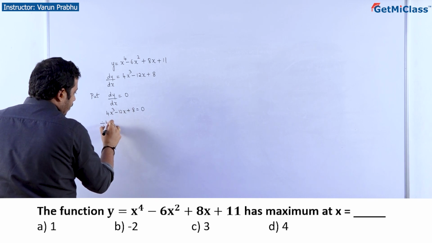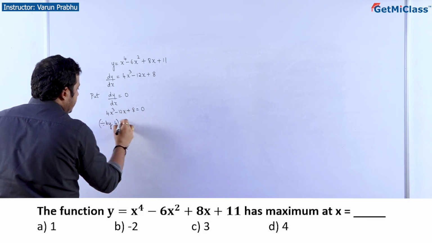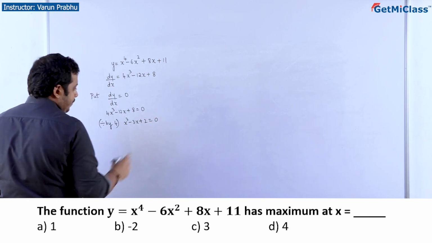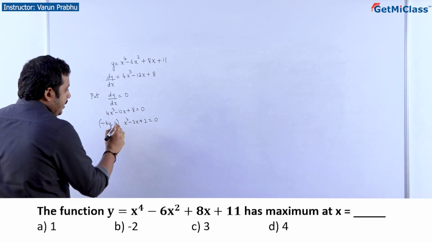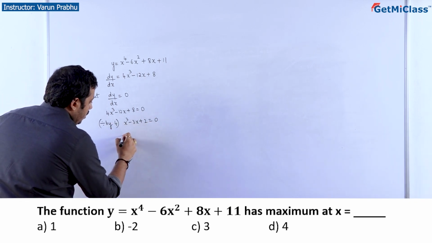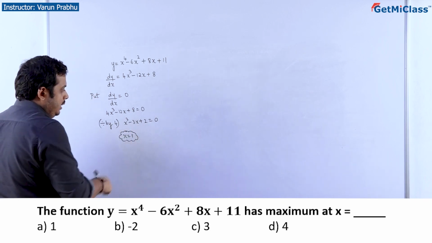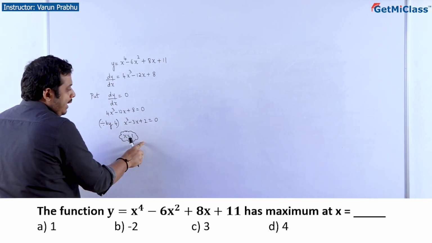Divide by 4. So what is the answer that we get? x cube minus 3x plus 2 is equal to 0. First is the trial and error method. 1 minus 3 plus 2. x is equal to 1 is a root. Correct or not? x is equal to 1 is a root, obviously by trial and error method.